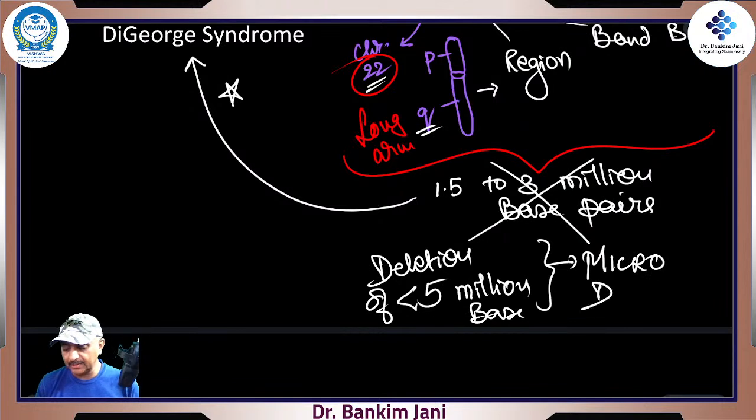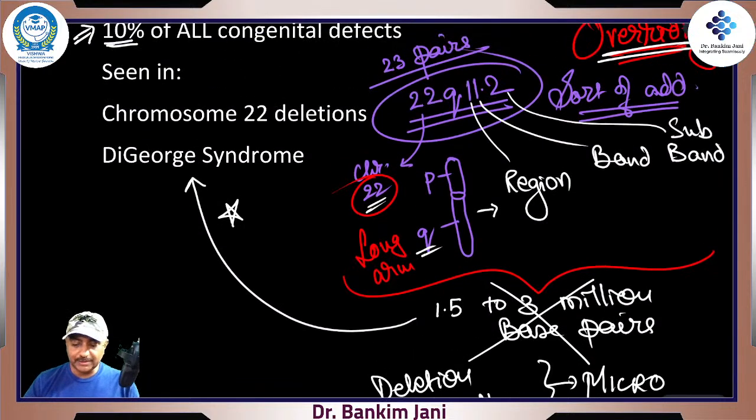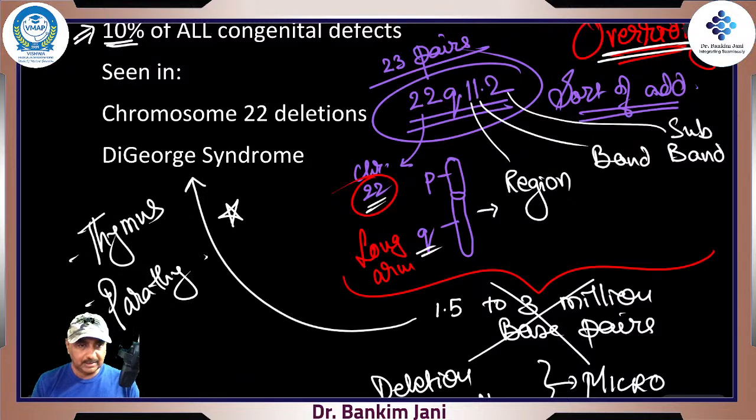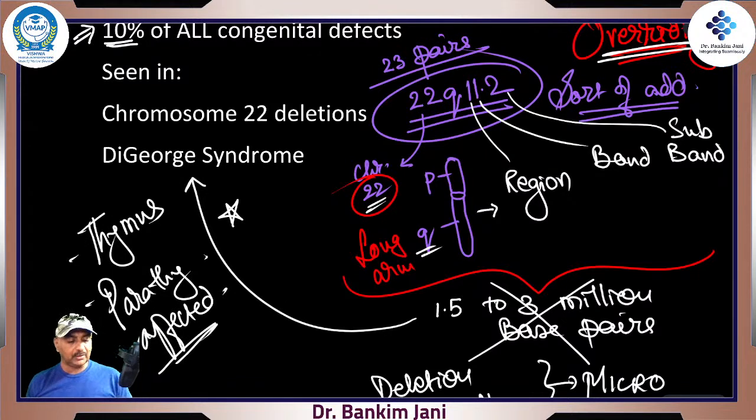So now we'll correct ourselves and say that when there is a microdeletion of 22q11.2, it leads to DiGeorge syndrome, in which case tetralogy of Fallot is seen. When we talk about this syndrome separately, we'll see that it affects the thymus, the parathyroid, all those things are affected. But these are the important things: chromosome 22 deletions, to be precise, 22q11.2.